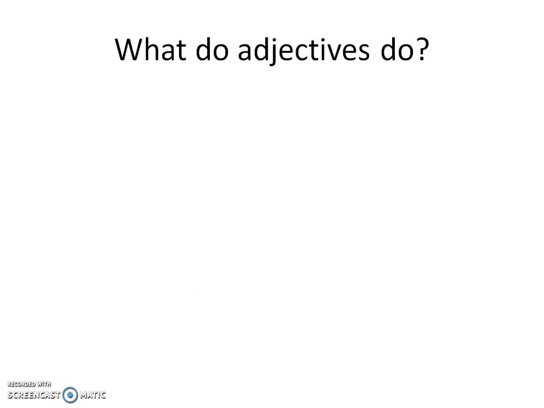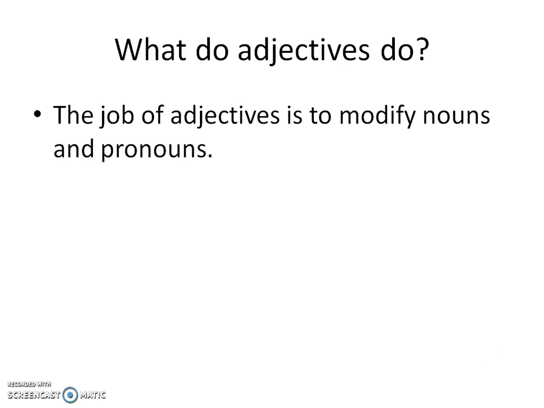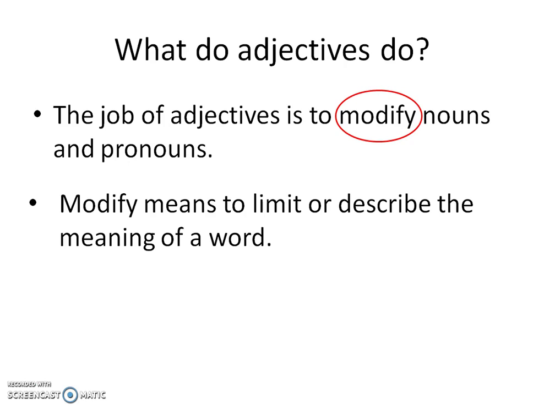First thing, what do adjectives do? The job of adjectives is to modify nouns and pronouns. What does it mean to modify something? In this case, modify means to limit or describe the meaning of a word. So the job of adjectives is to describe the meaning of nouns.